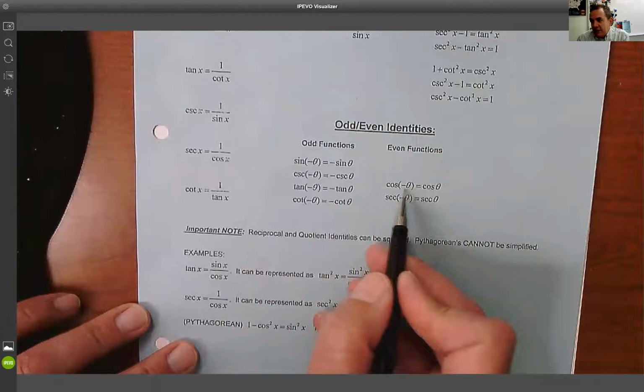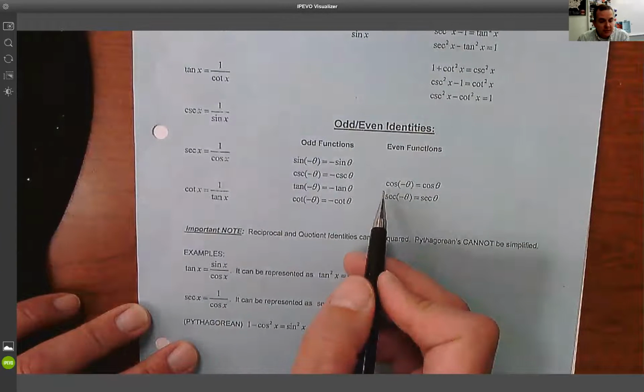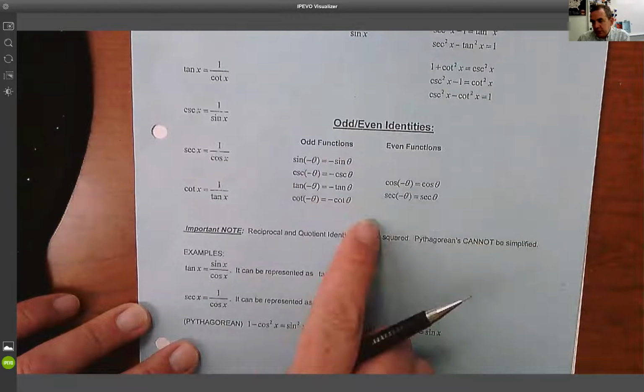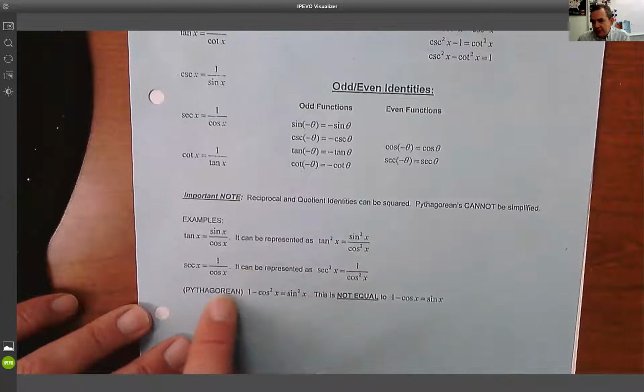Cosine, the negative goes away. So if I have a cosine of a negative theta, it's the same as cosine of positive theta. And then secant goes with cosine. So these are ones we're going to use again today. And then there's some notes down here if you want to take a look at, just to remind yourself.